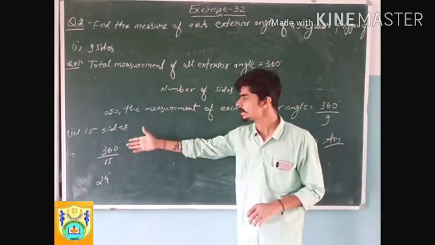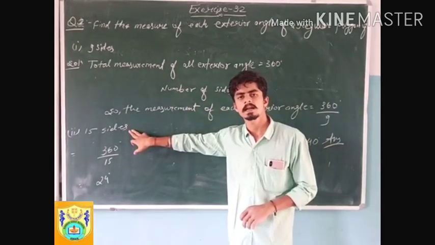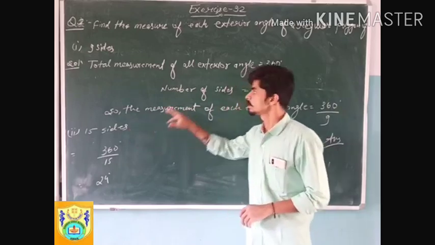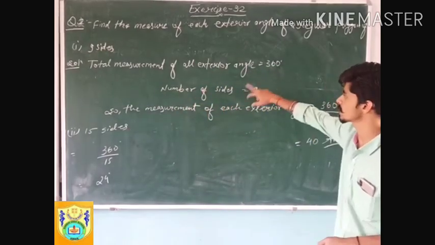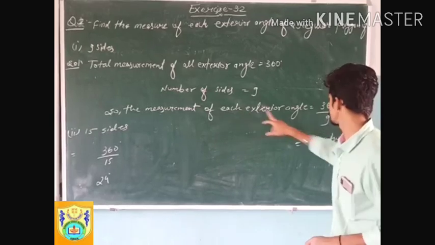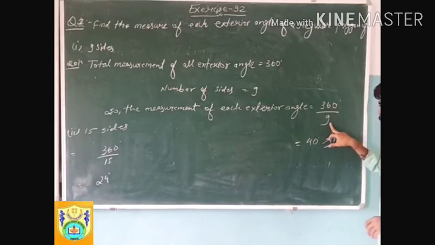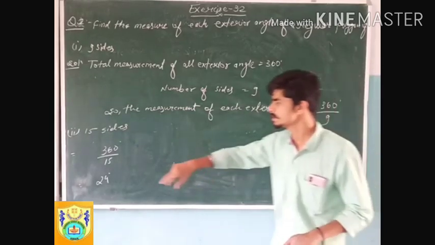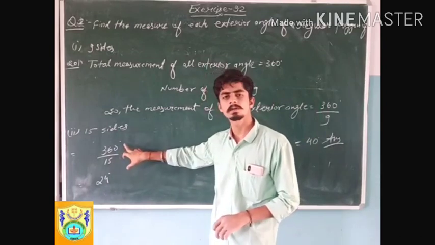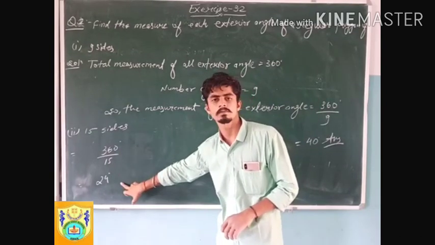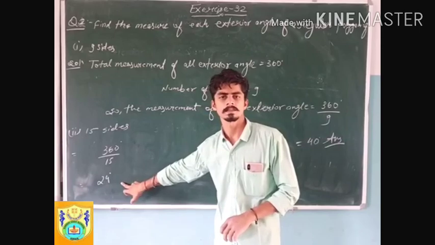Similarly, the second one: in this polygon there are 15 sides. So the steps will be the same, all three lines will be the same, and here you have to put 15 in place of 9, as you can see here. Now you have to divide 360 by 15 and you will get 24 as the answer.